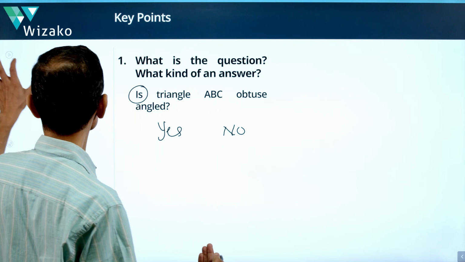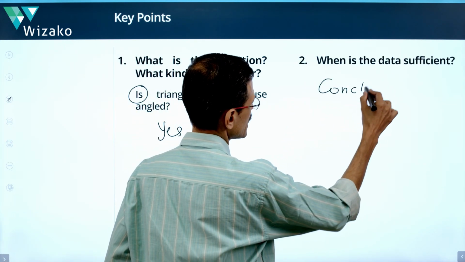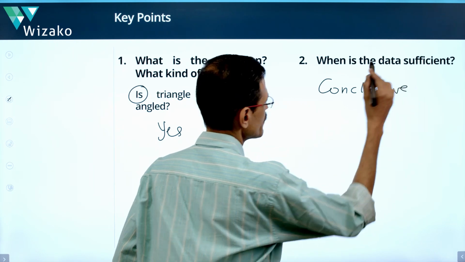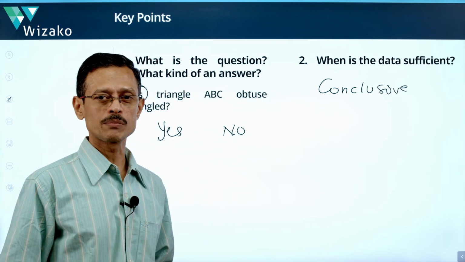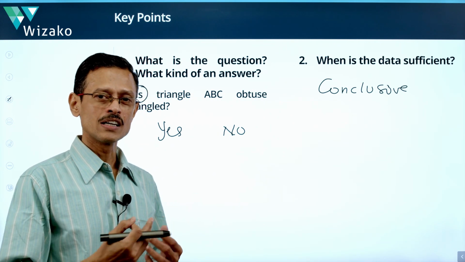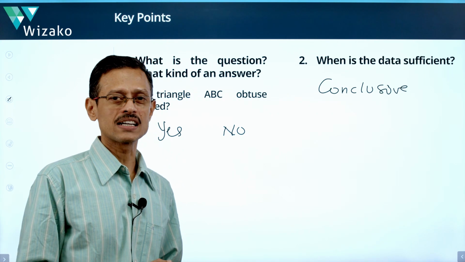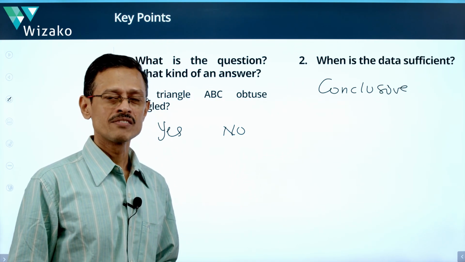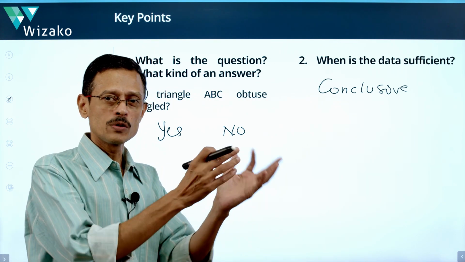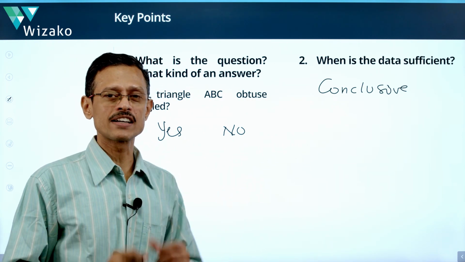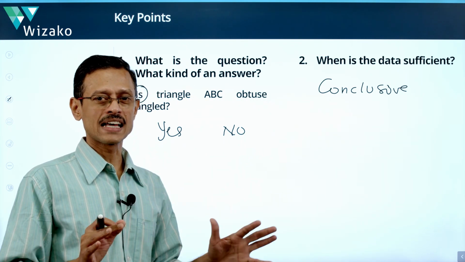And when is the data sufficient? The answer is yes or no. The data is sufficient if you are able to come up with a conclusive answer. If you are saying without an iota of doubt that this triangle is 100% obtuse angle triangle, or conversely, by taking the information from the statement, you are able to say this triangle can never be an obtuse angle triangle, then the data is sufficient. If you are saying that I find a scenario with this data thrown in, the triangle could be an obtuse angle triangle, and another scenario where it is not an obtuse angle triangle, which is when the data is not sufficient, right? So this much clarity is there.